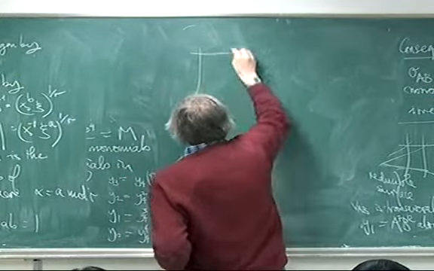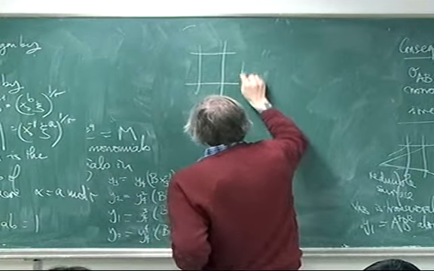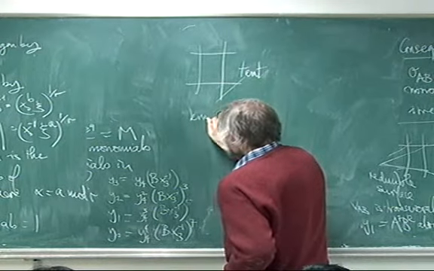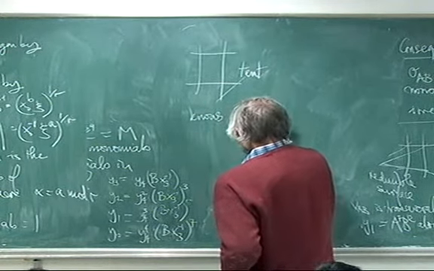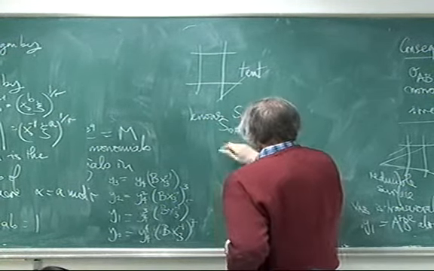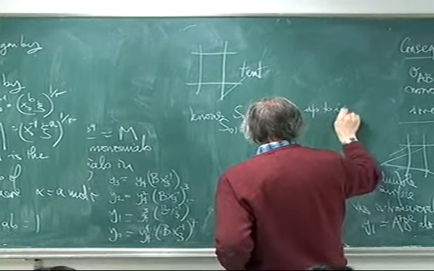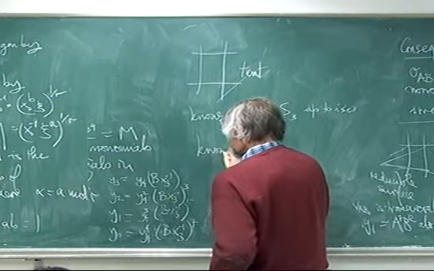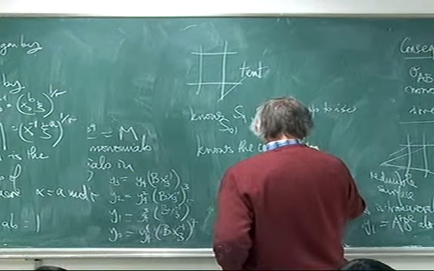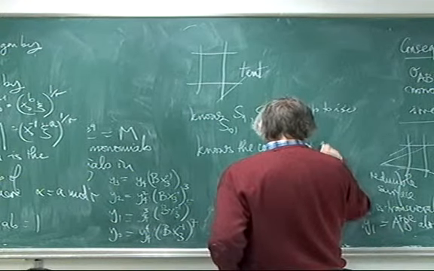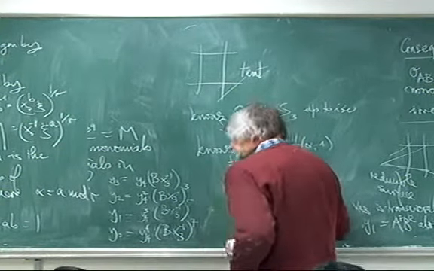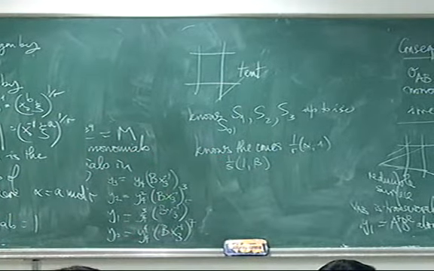So when I do my tent, the tent knows S1, so it knows S0, S1, S2, S3 up to isomorphism. It knows the cones 1 over R of 1 of alpha 1, 1 over R, 1 over S of 1 beta, but it does not know how to put them together.